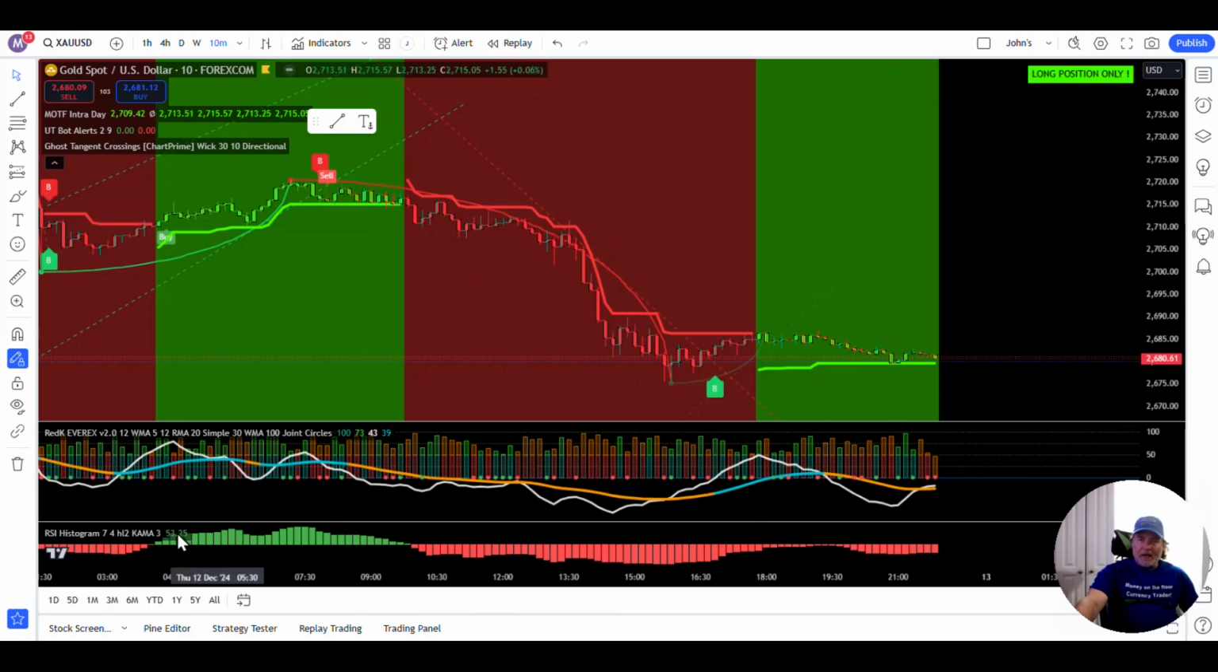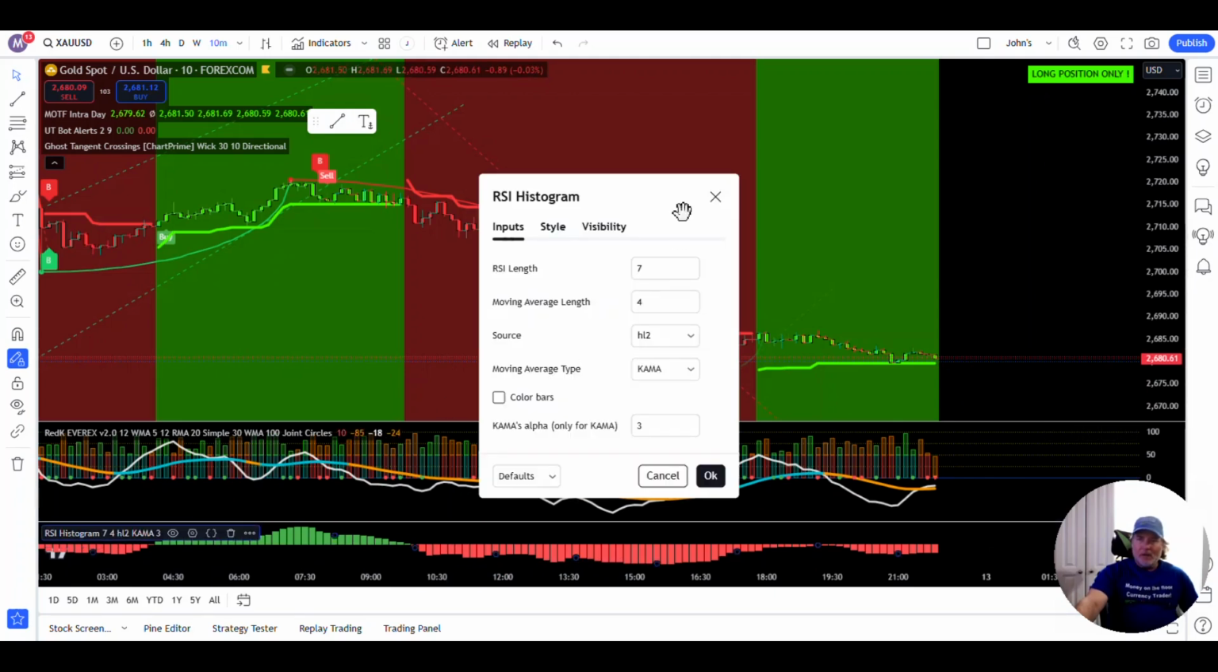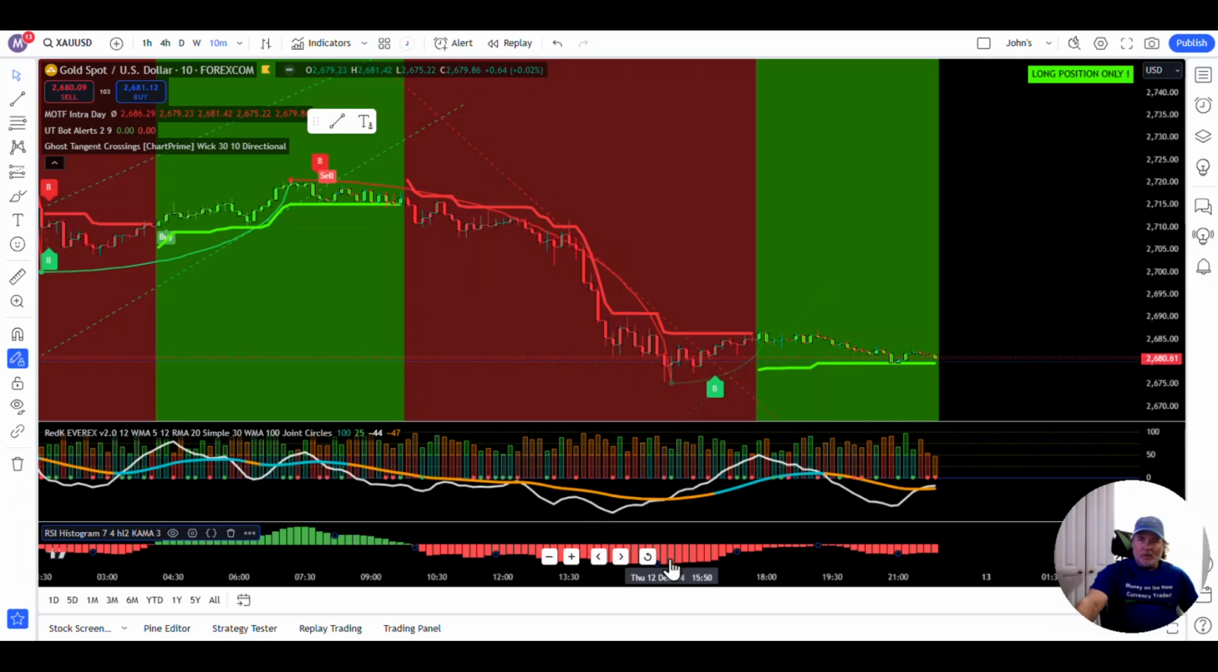So right now I added right here the RSI. It's called the RSI histogram. That's all the name is, RSI histogram. You look it up. I didn't change anything on it. I just put it on. It worked great.